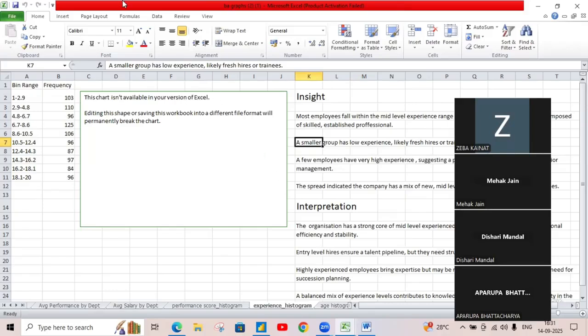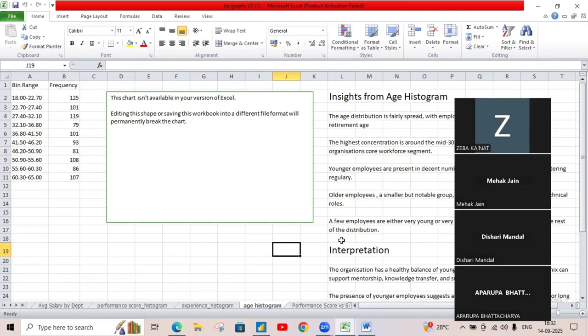So this graph shows the experience histogram, which shows that most of the employees are in the mid-level range, showing a workforce largely composed of skilled professionals. It shows us that the organization has a strong base of mid-level experienced employees because they are more efficient in supporting operational efficiency. Entry-level employees are also there because they are needed for onboarding and mentorship. Highly experienced employees are also present, but they carry a risk of retirement. So a mix of both entry-level as well as experienced employees helps in sharing innovation and continuity in the organization.